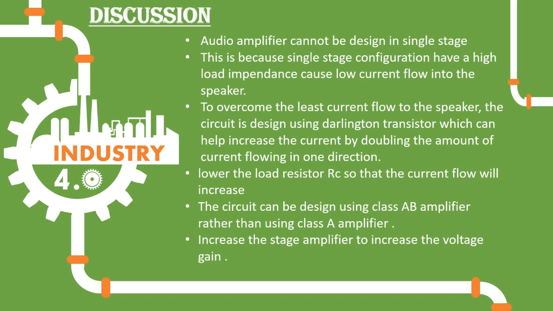The circuit can be designed using a Class AB amplifier rather than a Class A amplifier. This is because the efficiency of Class AB is higher than Class A. Besides, in changing the classes of the amplifier, we can also increase the number of amplifier stages to increase the voltage gain. The more the voltage gain, the higher the power output.